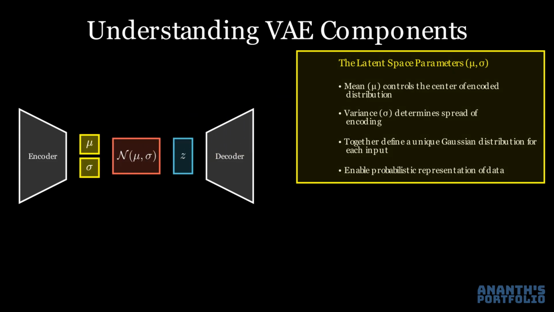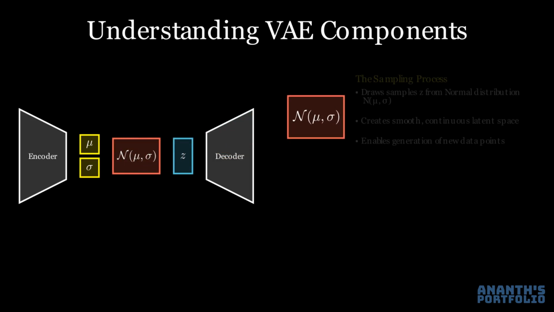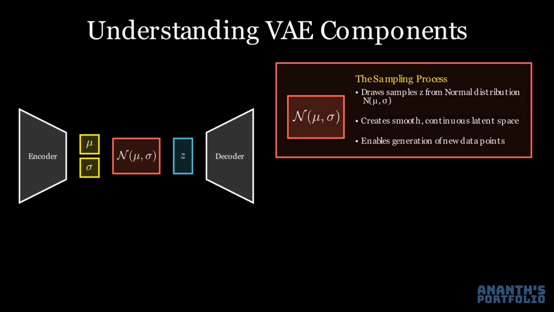Now that we have our mu and sigma defining the probabilistic representation of our data, the next step is where the real magic happens. Between the encoder and decoder, we introduce a sampling step, where we use the mu and sigma parameters to draw samples from a normal distribution. This process creates a smooth and continuous latent space, a compact representation of our data that's perfect for both understanding and generating new data points.